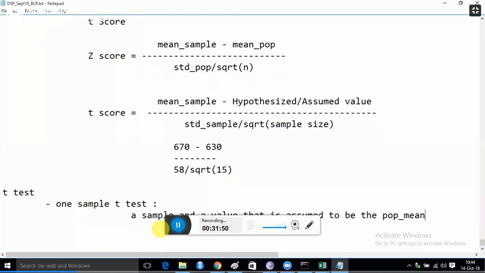Is that clear? Online guys? Siddharth, I hope your doubt is clear, right? Your question is clear? And how about the rest of the people? I hope one sample t-test is clear to all, right?